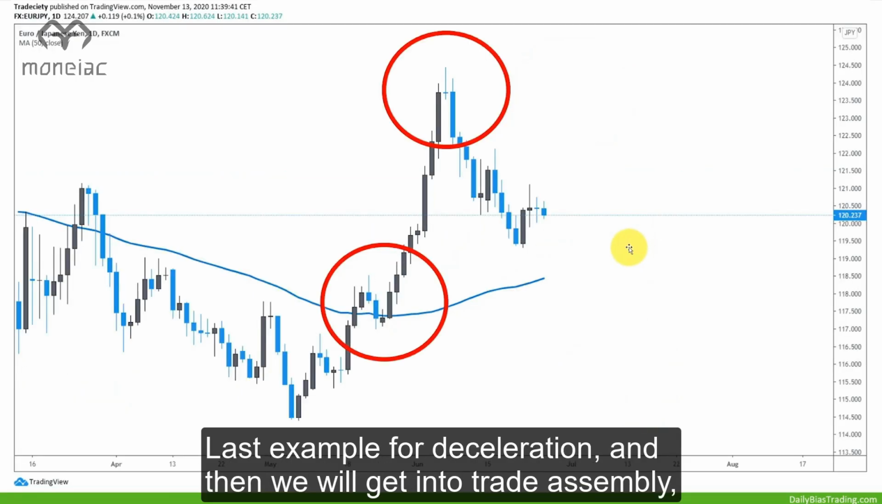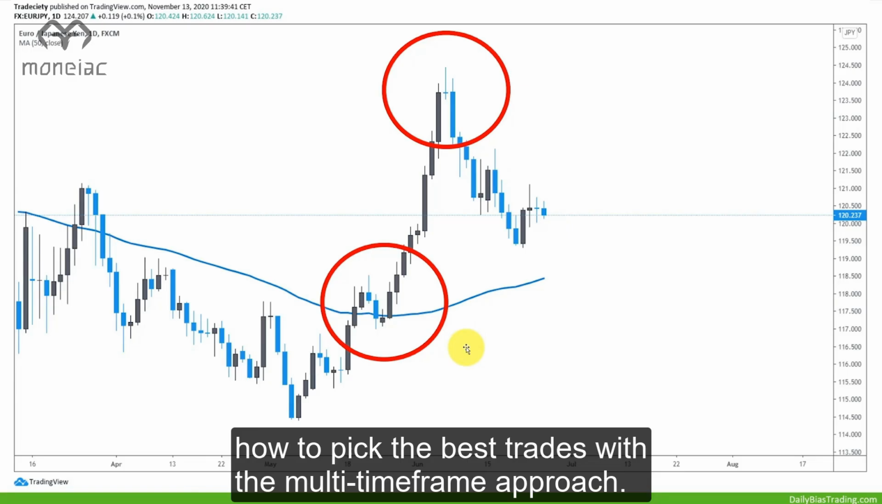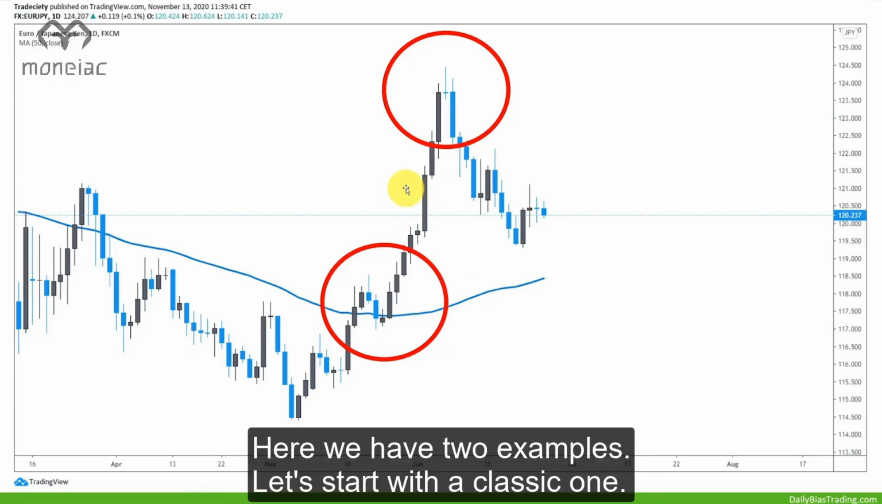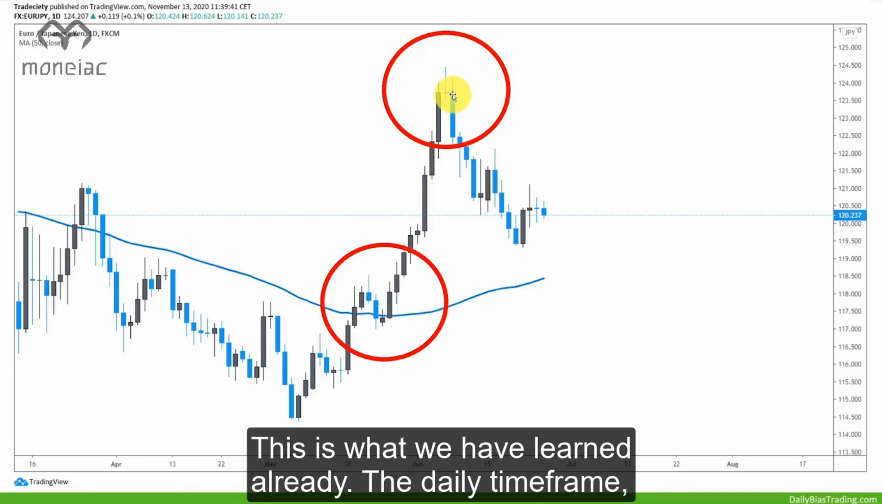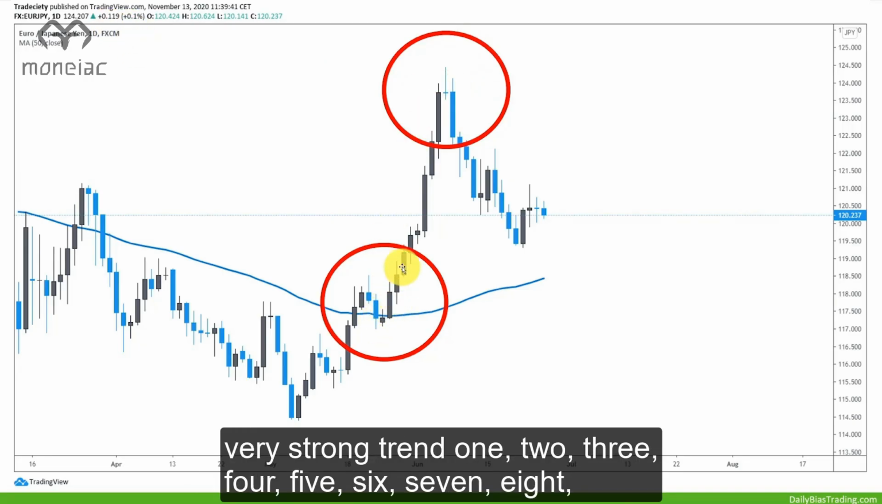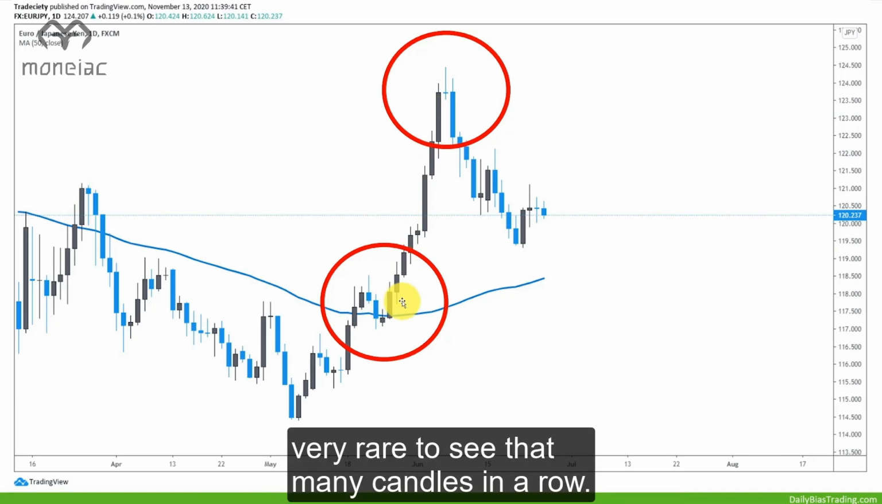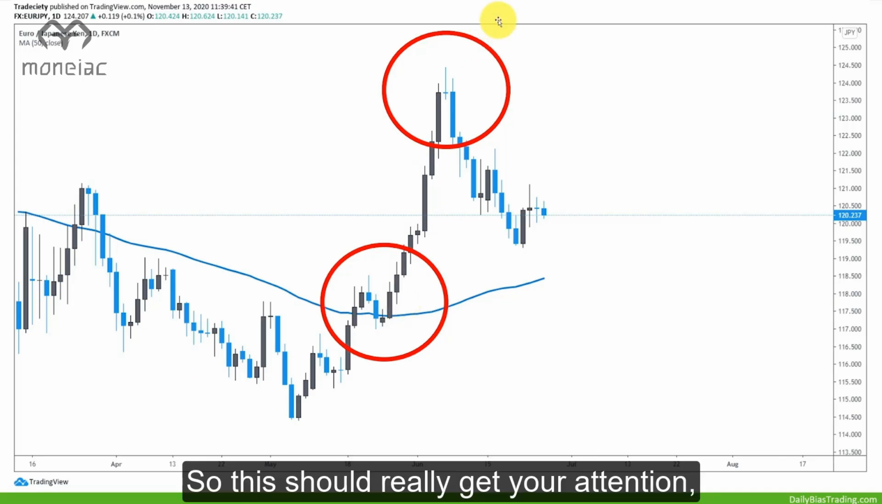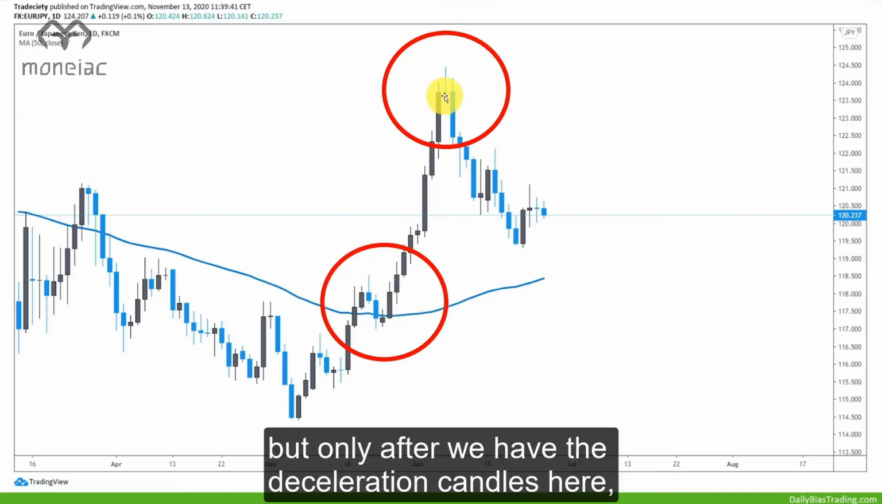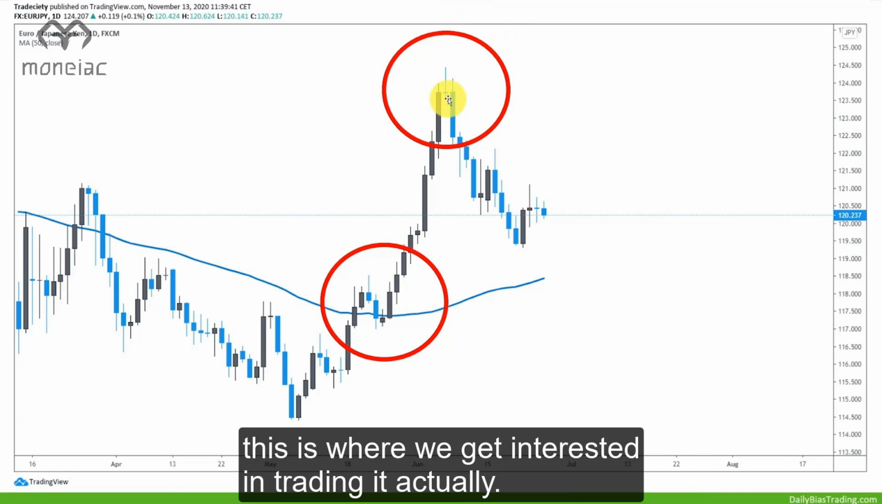Last example for deceleration, and then we will get into trade assembly, how to pick the best trades with the multi-time frame approach. Here we have 2 examples. Let's start with the classic one. This is what we have learned already. The daily time frame, very strong trend, 1, 2, 3, 4, 5, 6, 7, 8 bullish candles in a row. This is very, very rare to see that many candles in a row, so this should really get your attention, but only after we have the deceleration candle here. This is where we get interested in trading it actually.